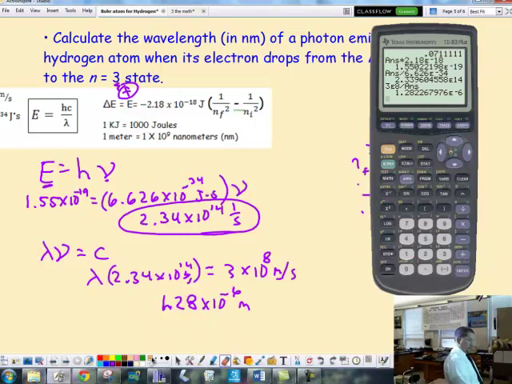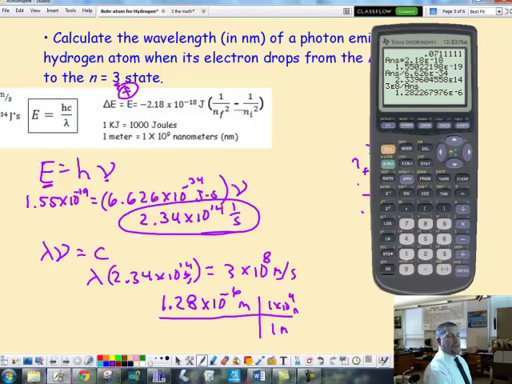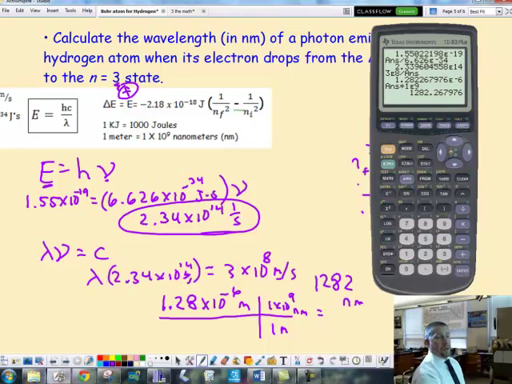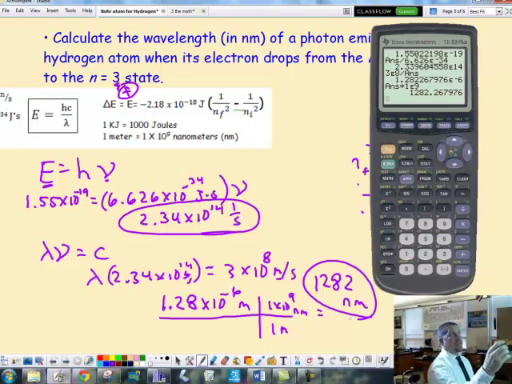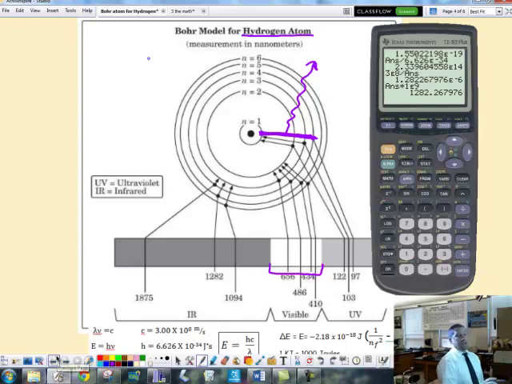But I want to be able to compare this to the visible light spectrum, so I don't want to leave it in meters. 1 meter is 1 times 10 to the 9th nanometers, and I get 1,282 nanometers. So the question is, can I see it? No, I can't see it. It's outside of that visible range.